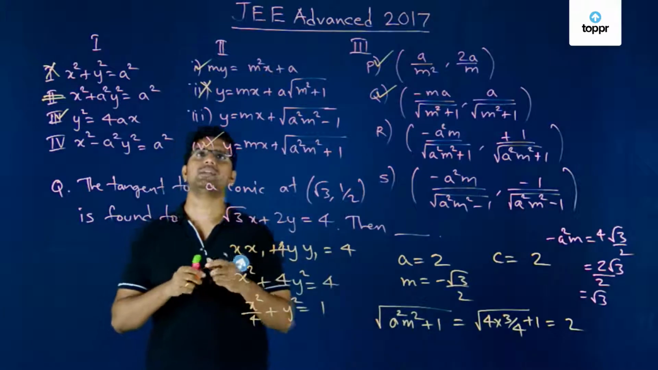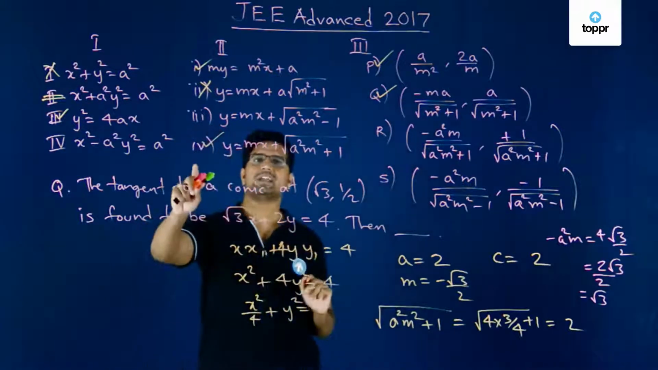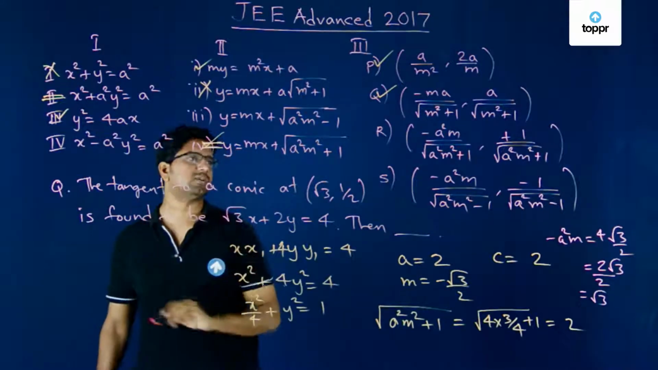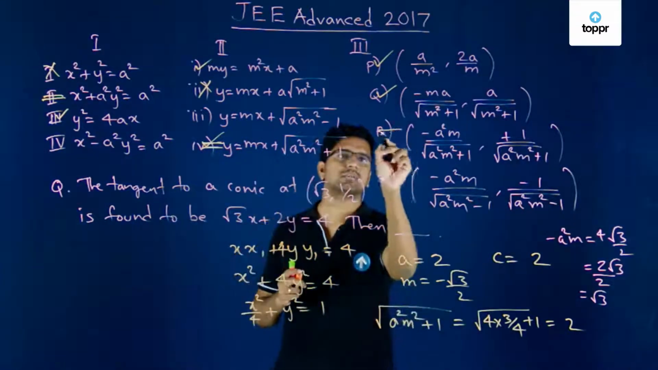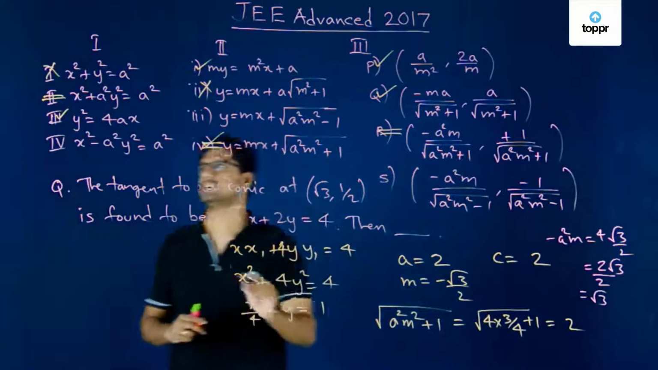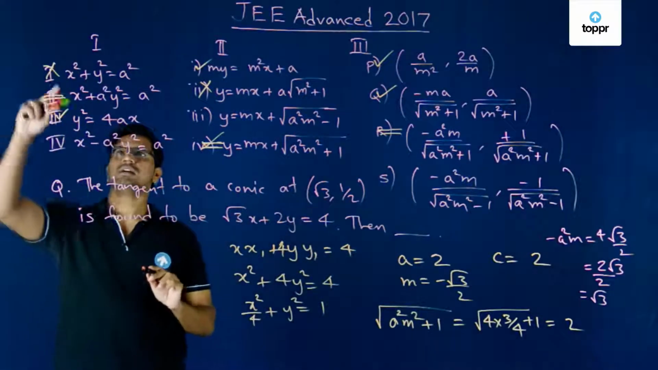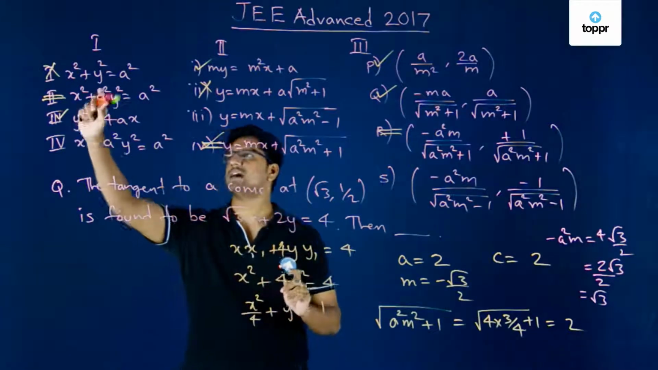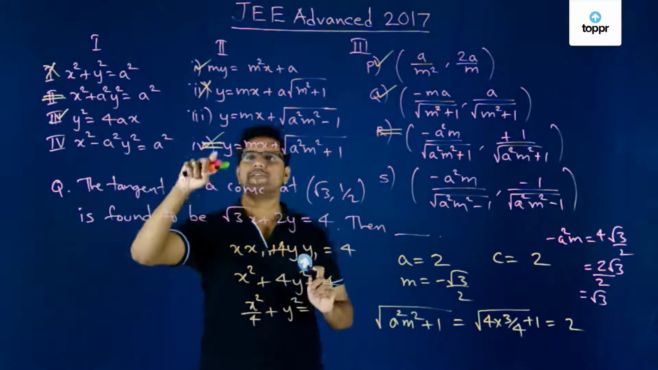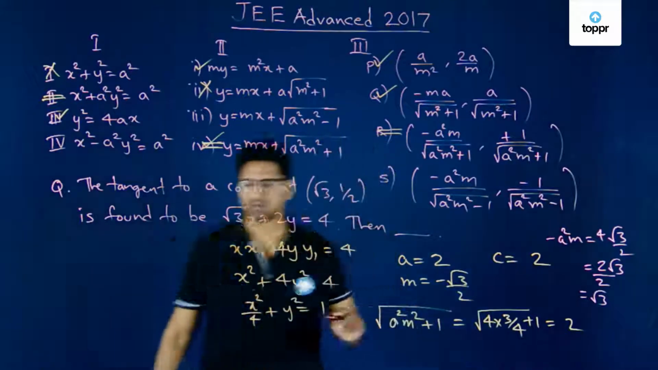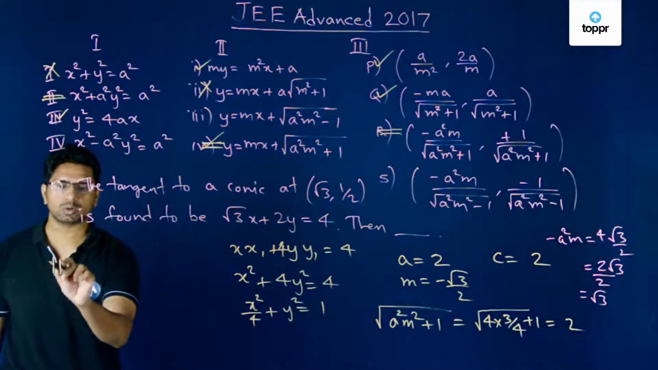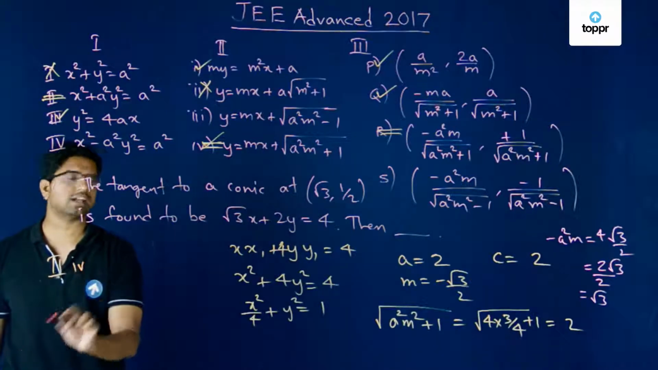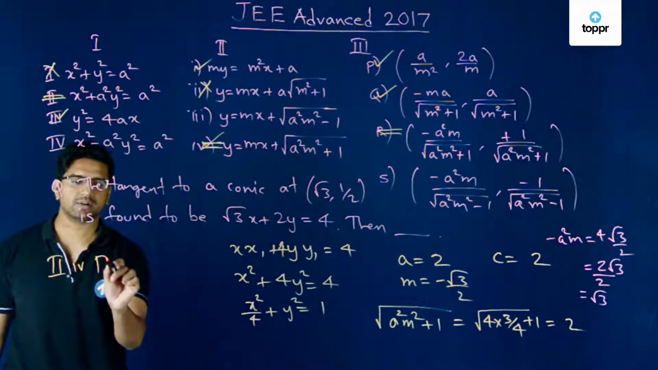So let's mark it properly. This is the corresponding thing for the option. The ellipse we have obtained, so this is the right option for the ellipse. We have 2, 4 and r. So this is the right option: 2 comes from the first column, 4 from the second column, and r from the third column.